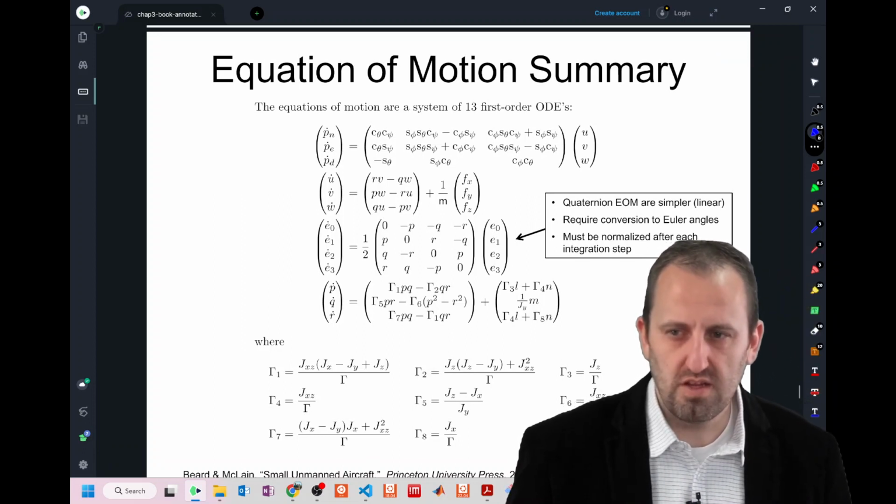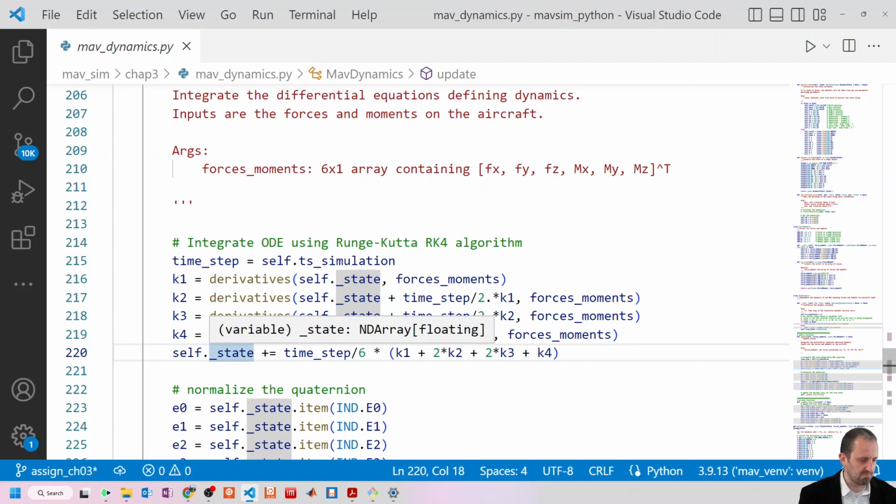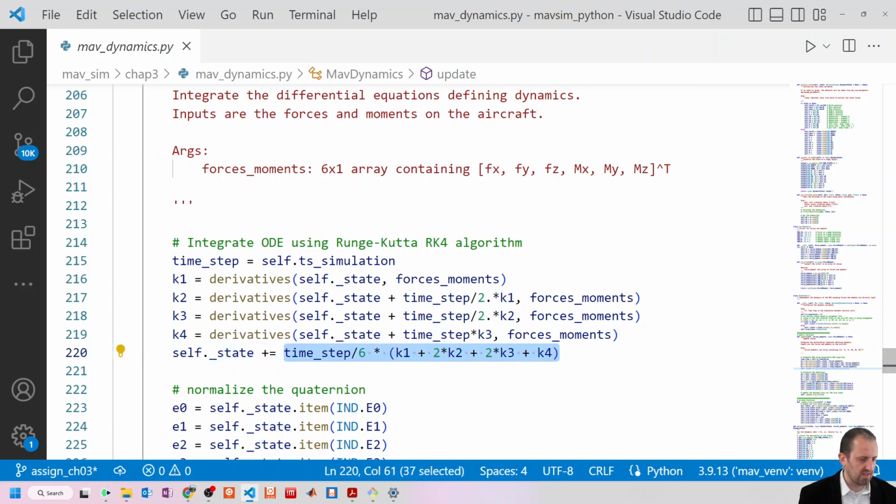If we go and look at the code, we see that this derivatives function actually implements all of those 12 derivatives we were just looking at, but we call it 4 different times. And then we combine those to get our actual state update. So we're going to figure out what in the world we're doing here with calling our dynamics 4 different times in a row. Okay, so let's go ahead and get started.